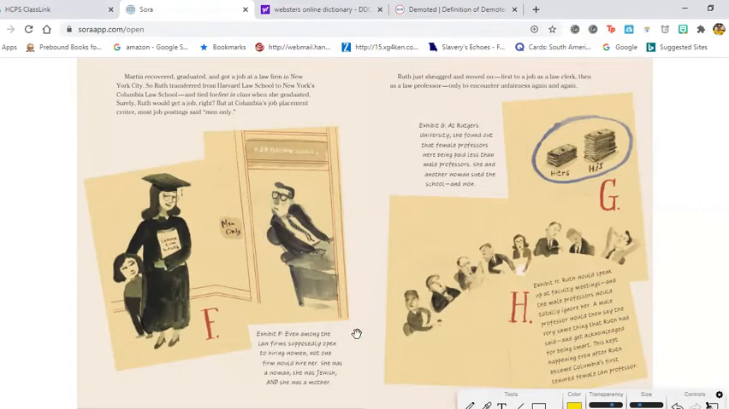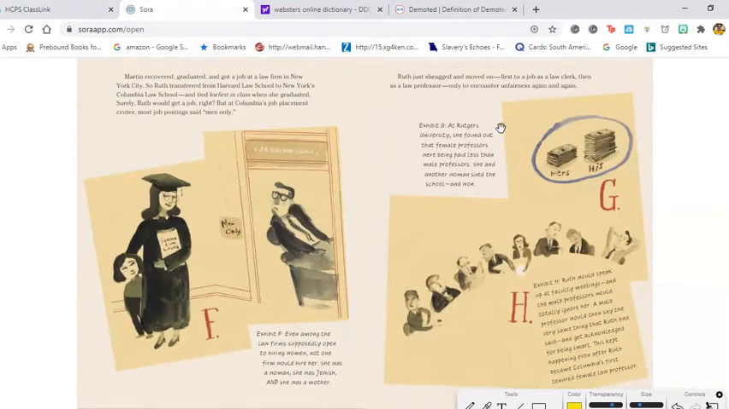Exhibit F. Even among the law firms supposedly open to hiring women, not one firm would hire her. She was a woman, she was Jewish, and she was a mother. Ruth just struggled and moved on, first to a job as a law clerk, then as a law professor, only to encounter unfairness again and again.